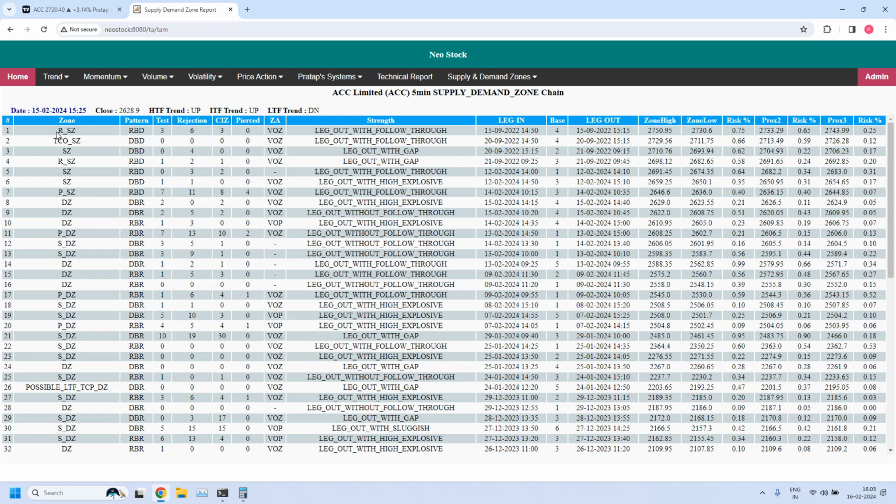And moreover, this 5 minutes high liquidity zone is inside the daily high liquidity zone. That means this 5 minutes zone is a superpower zone. One high liquidity zone inside another high liquidity zone, that is a superpower zone. We should not leave such kinds of zones.